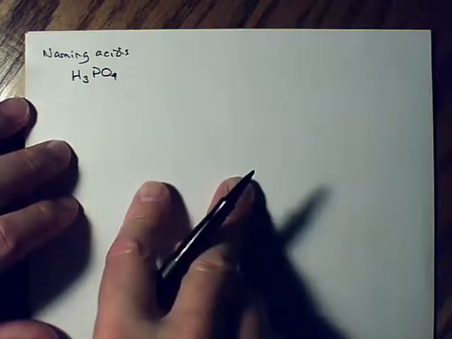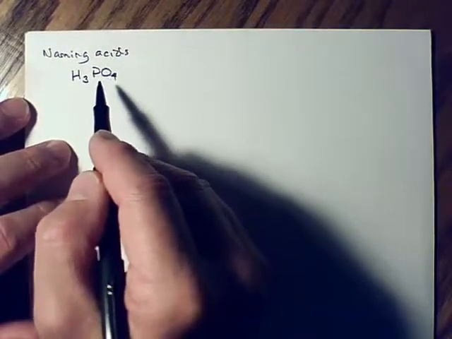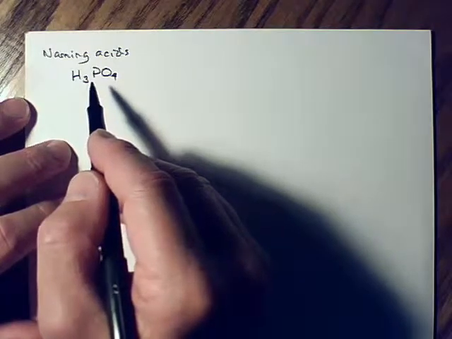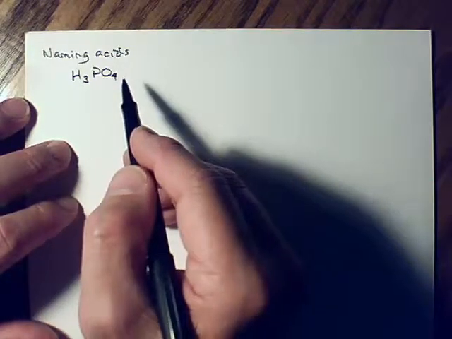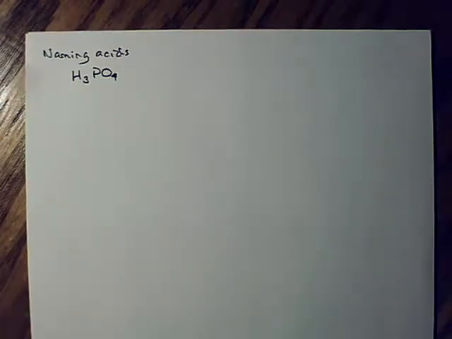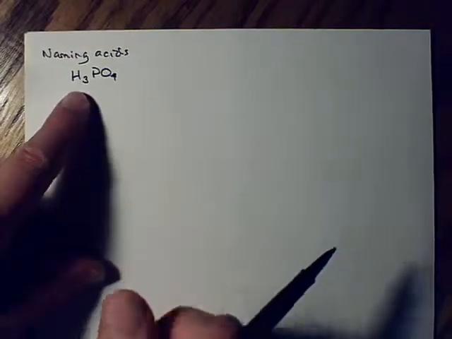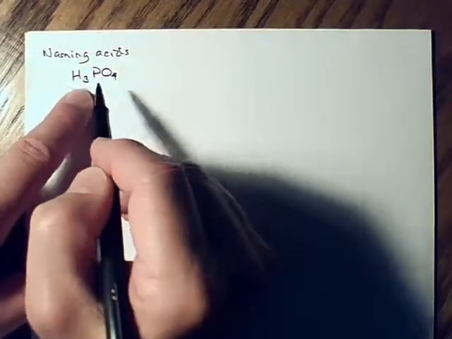There are binary acids. There are oxyacids. This is an oxyacid because it contains oxygen. And there are organic acids, okay? And we kind of break organic acids out into the organic section and don't so much include that in the naming acids section, okay? So with this kind of acid, this is an oxyacid.